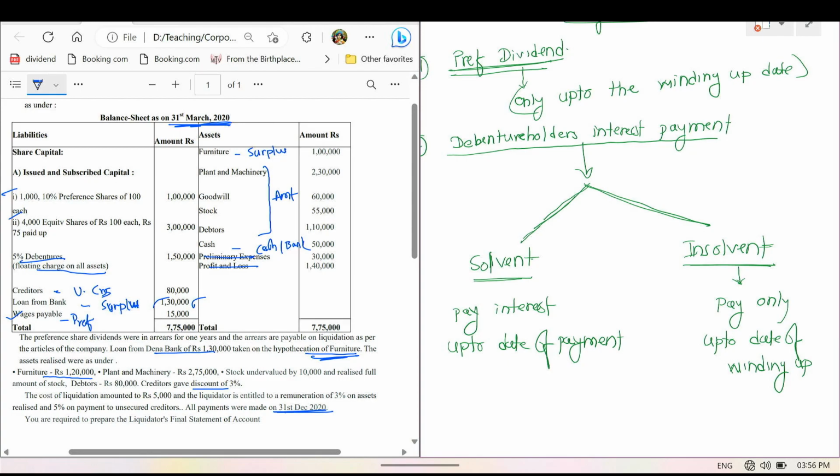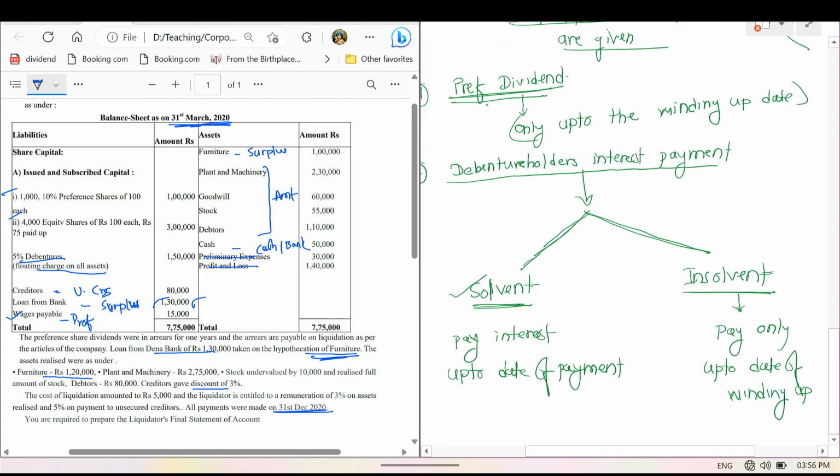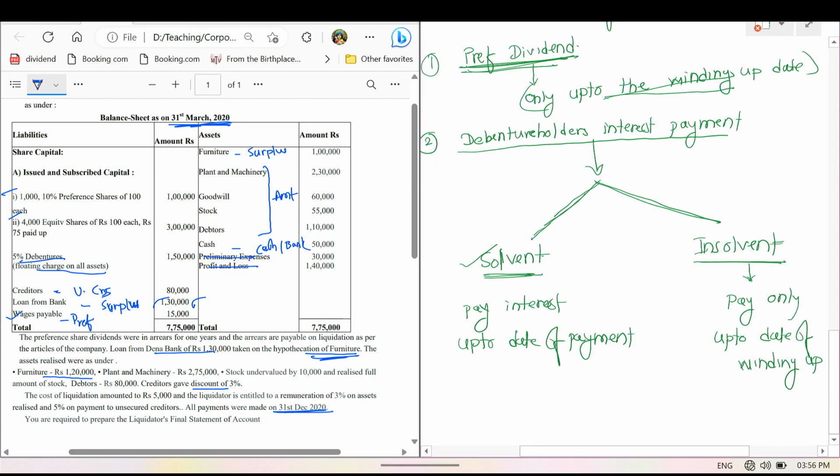Why is this so? Because generally you will get the problem on a voluntary liquidation. If voluntary liquidation, then you will find a solvency case. If nothing has been mentioned about solvency or insolvency, then assume that this is a solvency case, a solvent company, and because of solvency it will affect two items. First, preference dividend: in any case, solvent or insolvent, or whatever dates are given, same date or different date, you must give dividend, if mentioned in the articles of association, only up to the date of winding up. And then for debenture holders' interest, if the company is solvent, pay up to the date of payment, otherwise pay up to the date of winding up.